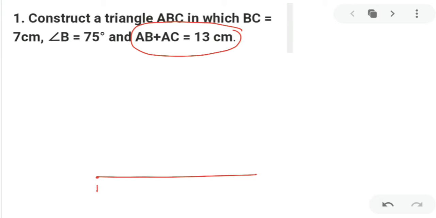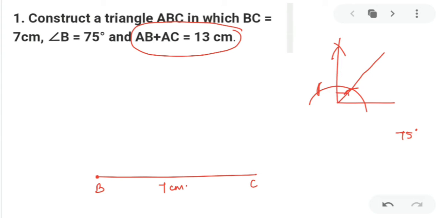At point B, you have to construct 75 degrees. My dear kids, I have made you understand how to construct 75 degrees. So you have to first make an arc, and with the same measurement, make 60 degrees. This is 120, and the bisector of this will be 90.